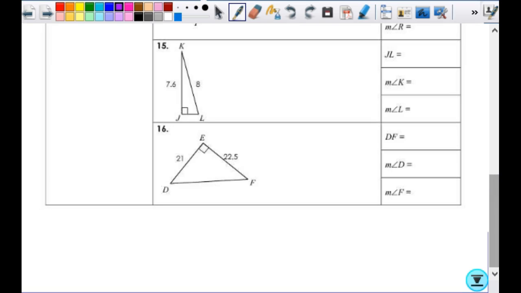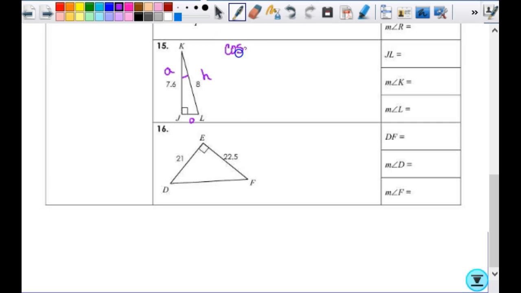So let's start by finding one of the angle measures. Which one do you want to find first, K or L? K, all right, that's fine. Doesn't matter which one, you just have to pick one because then you have to label. So this is the opposite, this is the hypotenuse, this is the adjacent. This is where my information is here, which means I'm using which function?